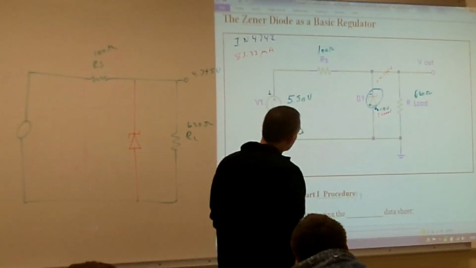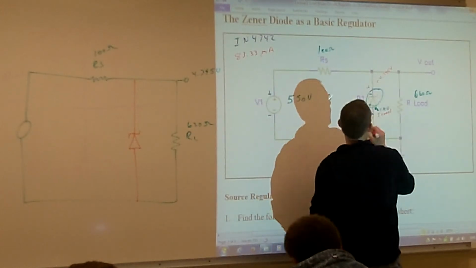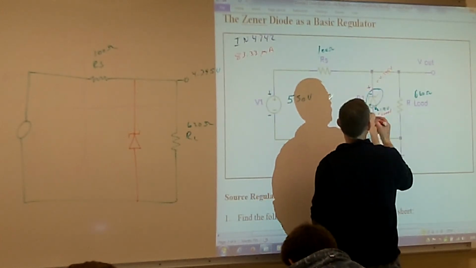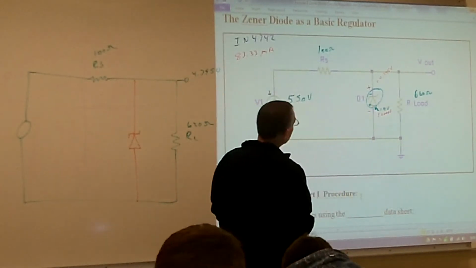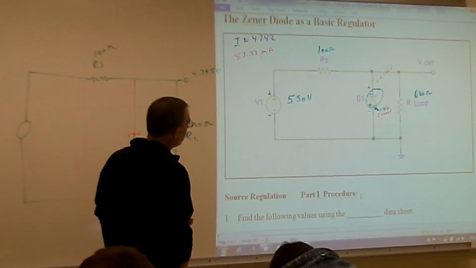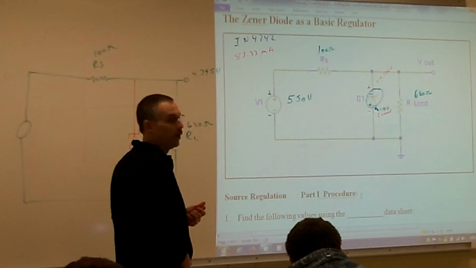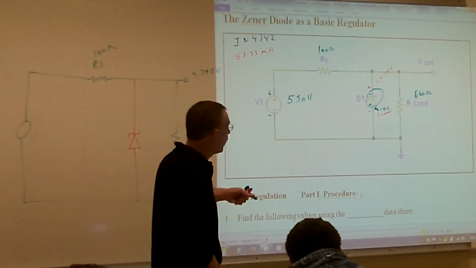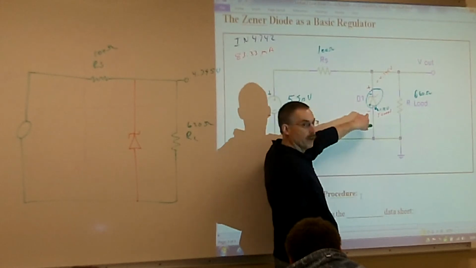Alright. So now we have to determine, I'm more positive on my cathode side than I am on my anode side. Is that going to be a go diode, go Zener, or no go? Go diode. No go. Right? Because I'm more positive on my cathode than my anode.